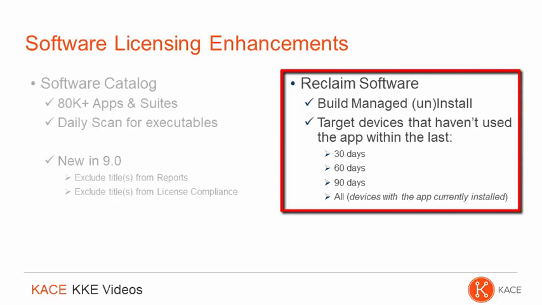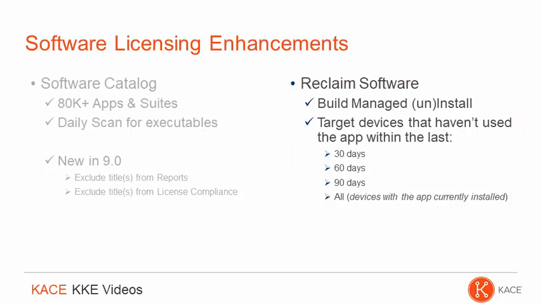Also new in this version is the ability to reclaim software that has not been used recently, as detected by the metering feature. Since the inception of the software catalog, the SMA has had a usage metering feature, which you can configure to track certain apps or suites to determine whether they are actually being opened and run on your computers, as well as how often and for how long.